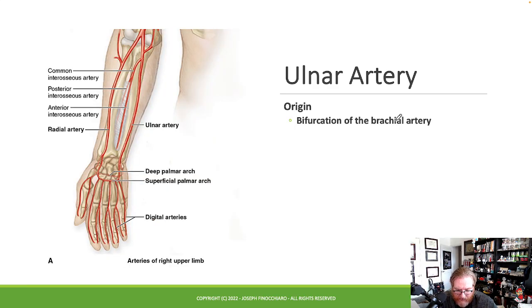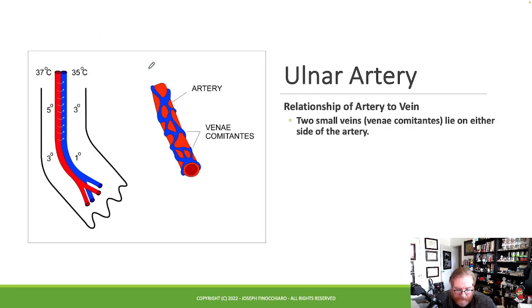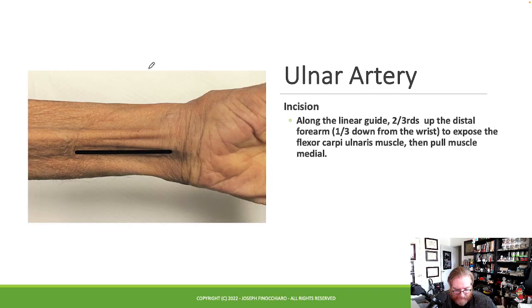Once again, the ulnar artery is a bifurcation of the brachial. So if you look up here, you see here is our elbow. Here is the brachial artery coming down from the axillary artery, and it bifurcates into the radial and the ulnar. No difference with the relationship of artery to vein.